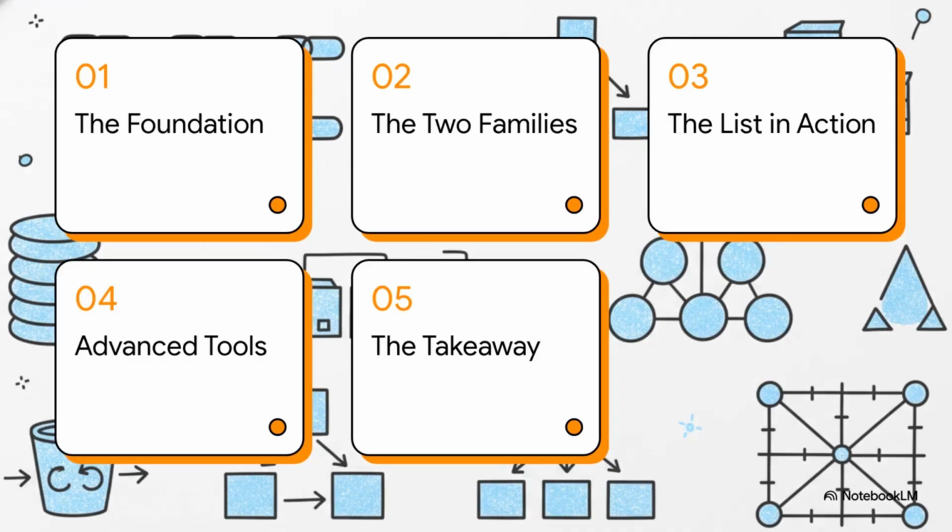So, here's what we're going to cover. We'll start with the basics, what a data structure even is. Then we'll get into the two main families. After that, we'll see a really cool practical example with polynomials, check out some advanced tools, and then wrap it all up with why this stuff is just so critical to understand.